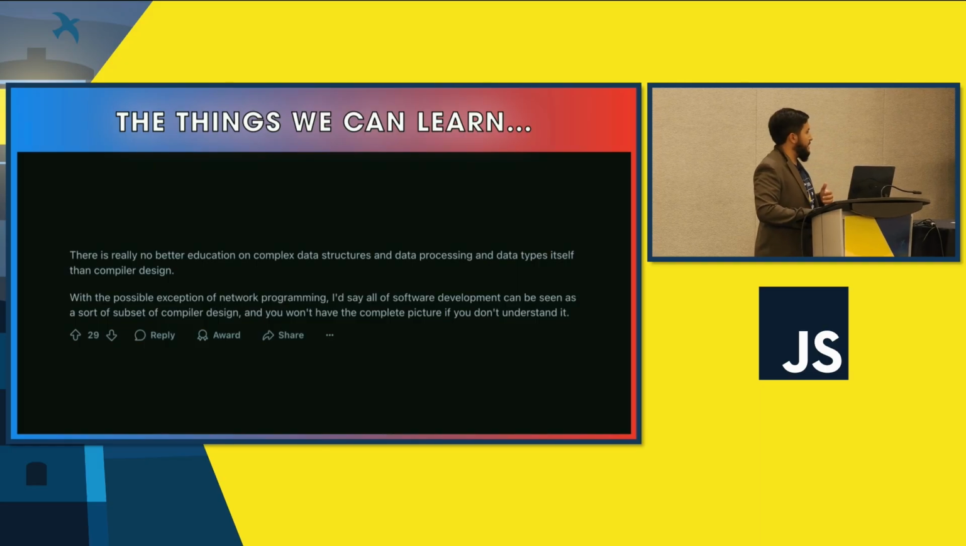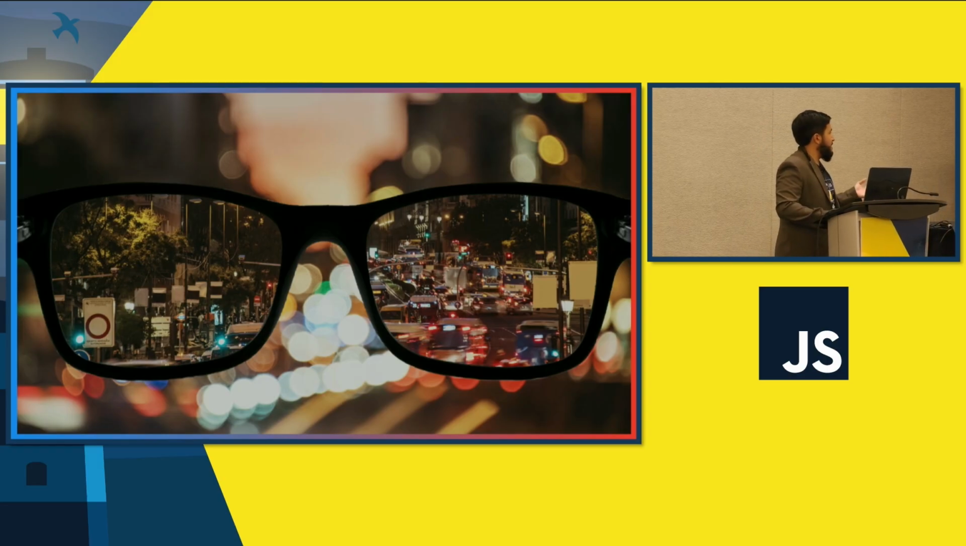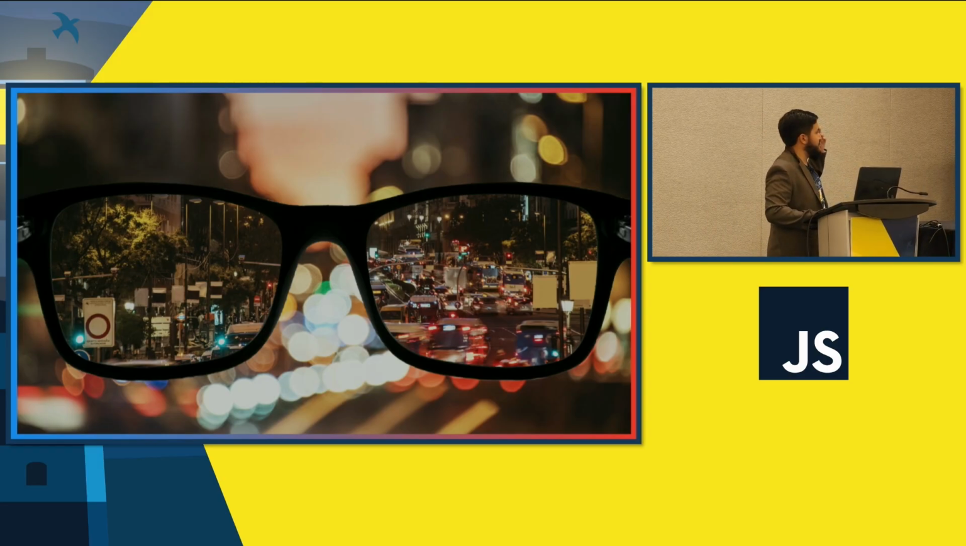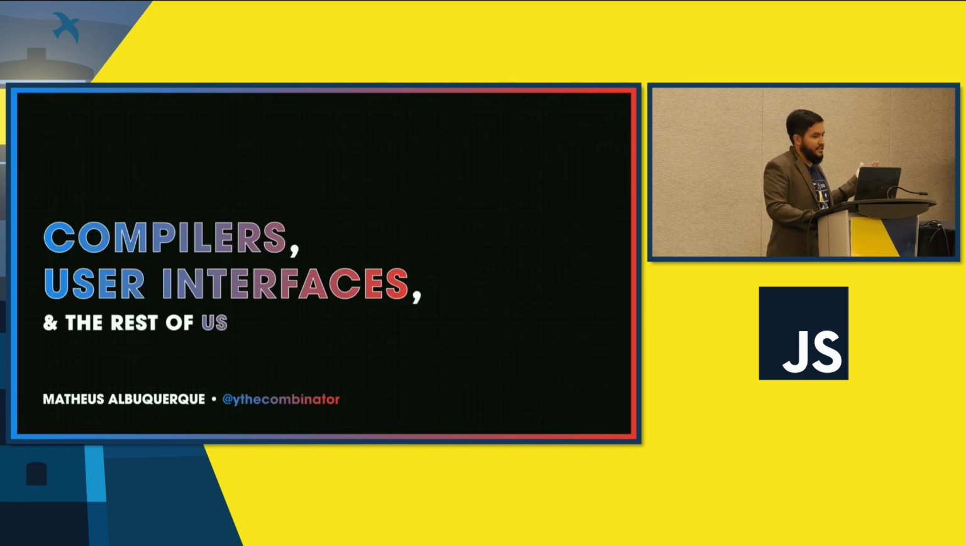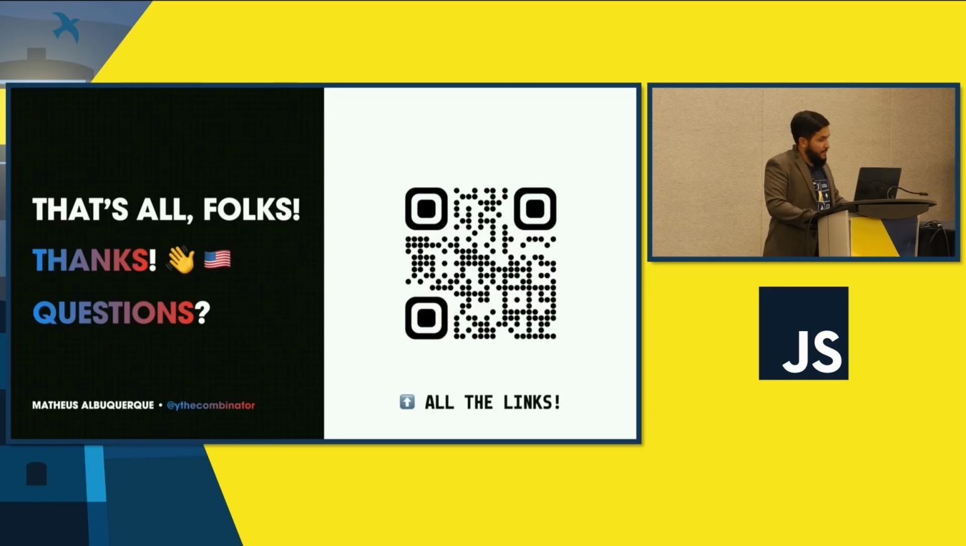I wouldn't be that radical about it, but probably the key takeaway of the last half an hour is I hope some of this changes a little bit how you see front-end development and front-end challenges and think about static analysis and compiler tools when you have a challenge again. And the original title of the session is Compilers, User Interfaces, and the Rest of Us, but the key takeaway is compilers are for the rest of us, are for JavaScript and front-end developers. That's my main message for today.